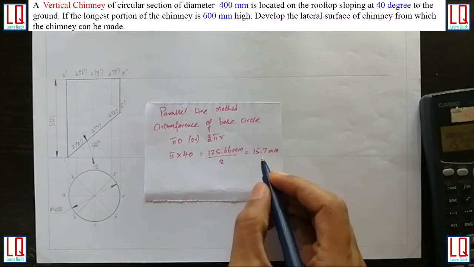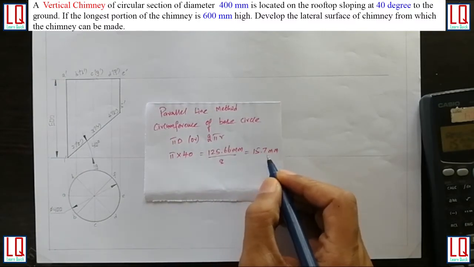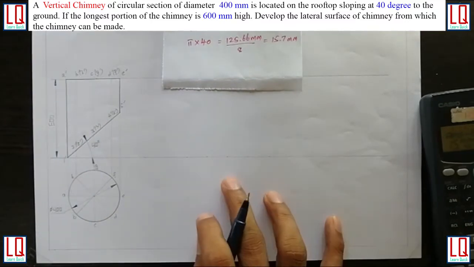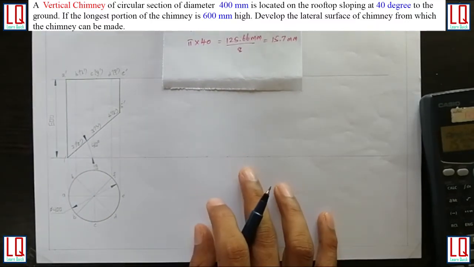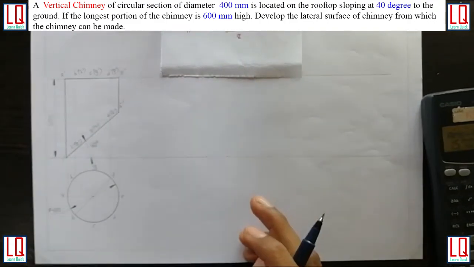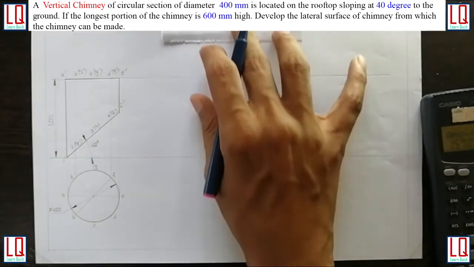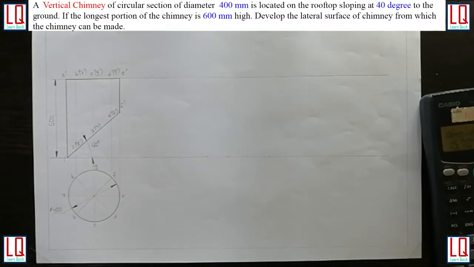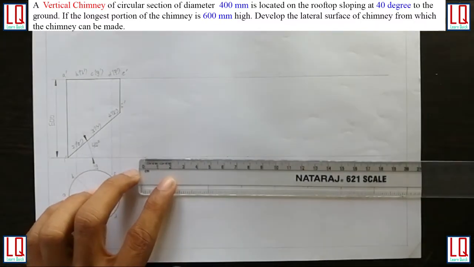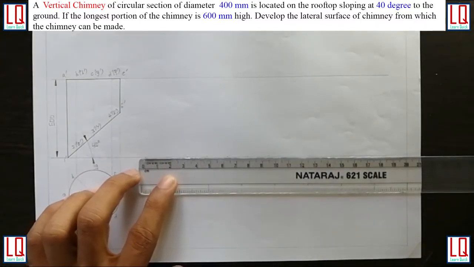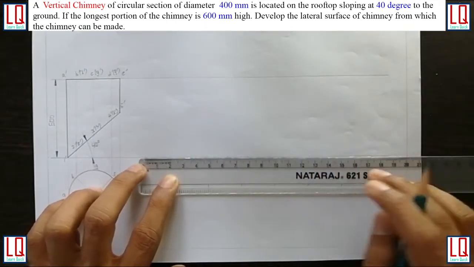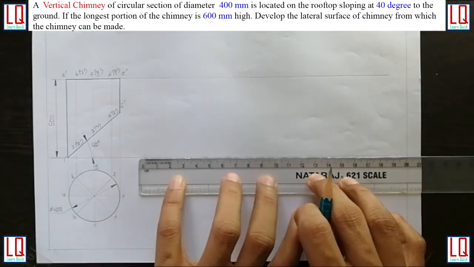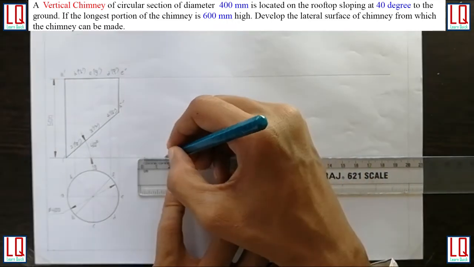If you ask how can we accurately place 15.7, then you can go for the geometric division method. This geometric division method is explained in our previous video lecture, diagonal scale or plane scale. You can refer to the link in the description section. Now you can start from any point, measure 125.7 and then quickly mark 15.7.